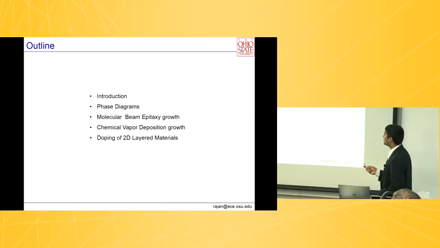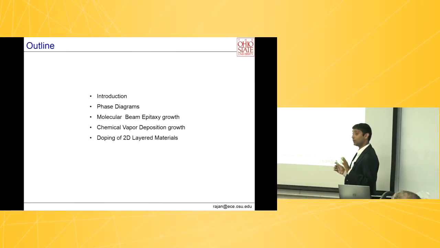So when I started putting it together, eventually I came up with an outline. I want to introduce what first we want from 2D materials. What are we looking for? When will we know that we're done with the material? And I'll talk a little bit about some phase diagram issues with these, which are kind of interesting. And then I'll talk about some of the things that happen during MBE growth, CVD growth.